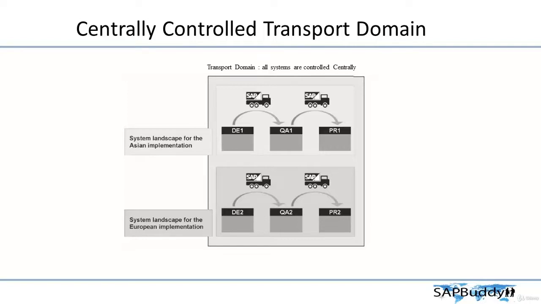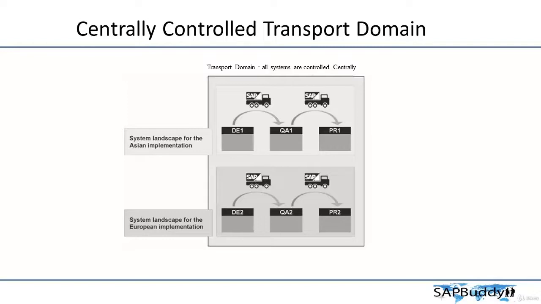This is to ensure the TMS configuration settings are consistent throughout the domain. And the transport domain controller stores the reference configuration, and all SAP systems receive a copy of the reference configuration from the transport domain controller. So now we know what is transport domain and transport controller. Then let's see what is SAP landscape.